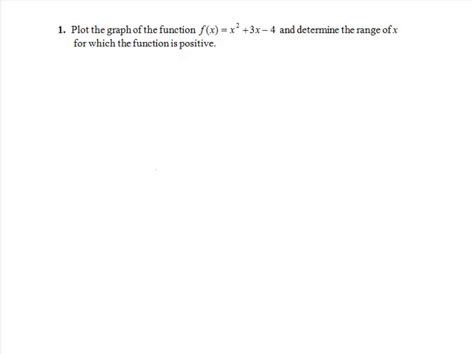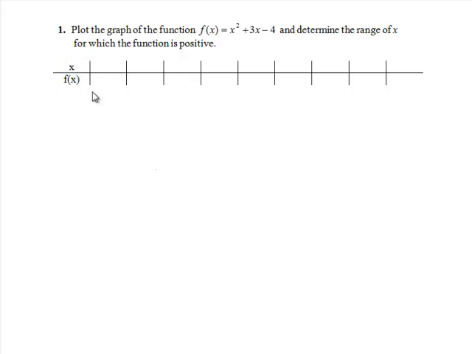This is question 1 from last year's past paper, and we're required to plot the function x squared plus 3x minus 4. To do this, the best thing to do is to set out a table like this, where we've got the value of x here and the value of f of x here. Now, being a lazy sort of person, I always go for the easiest numbers. So if you look at this equation here, the easiest value to put in there is x equals 0.